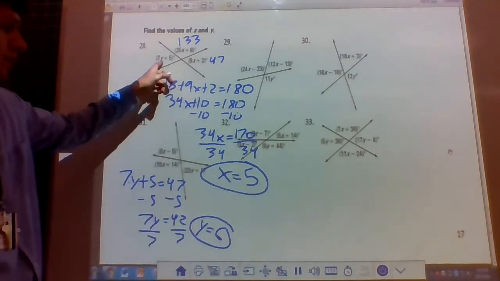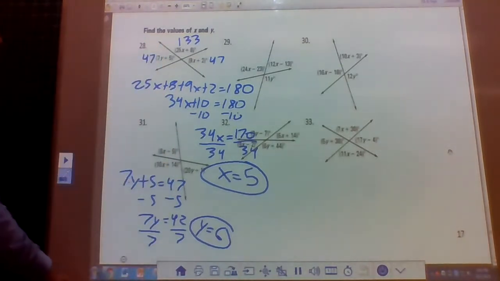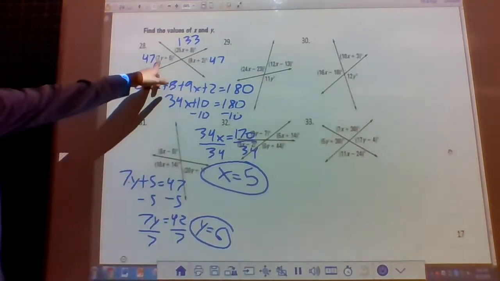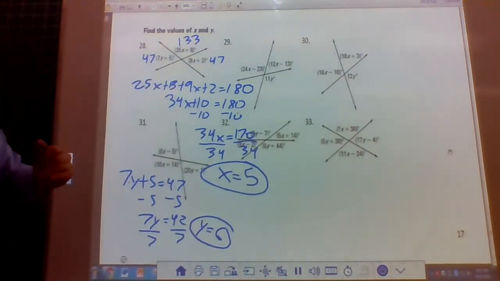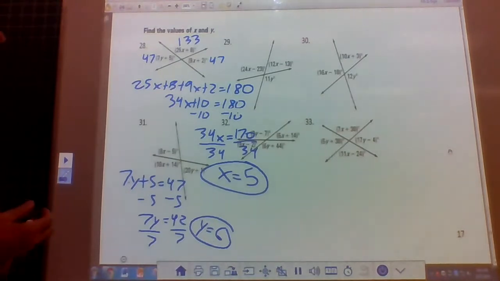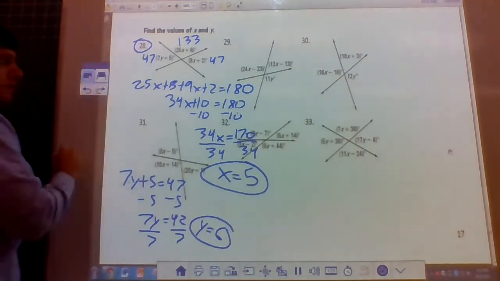Plug it back in just to check. That's 42 plus 5 is 47. Okay. We could have also done 7y plus 5 plus 133 equals 180. That would have worked as well. So this is 28. Let's do 29.